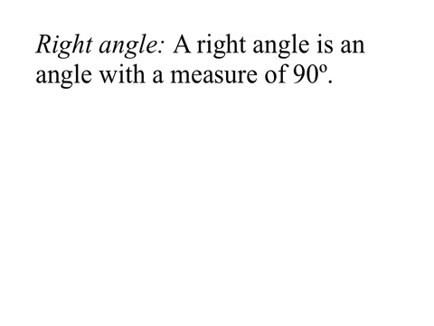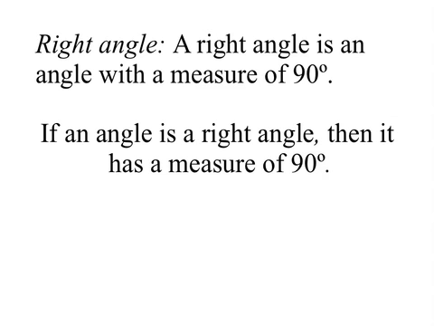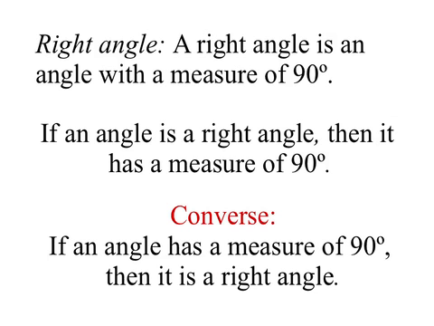Well, let's look at our definition of a right angle. A right angle is an angle with a measure of 90 degrees. And since all definitions can be written as if-then statements, let's write this definition as an if-then statement. Here's what we get. If an angle is a right angle, then it has a measure of 90 degrees. And we already know that definitions are reversible, and that's called the converse. If an angle has a measure of 90 degrees, then it is a right angle.